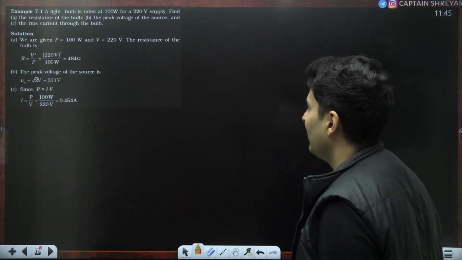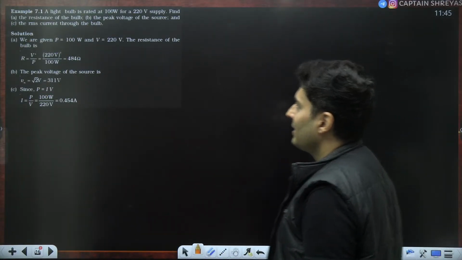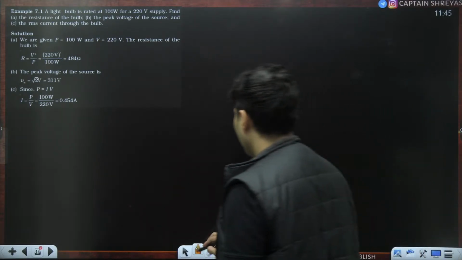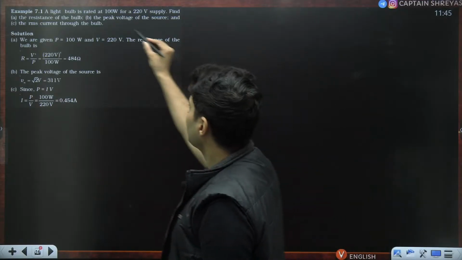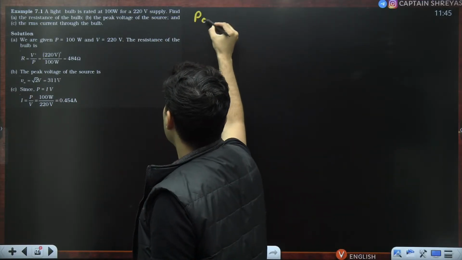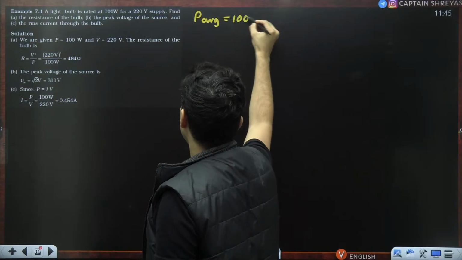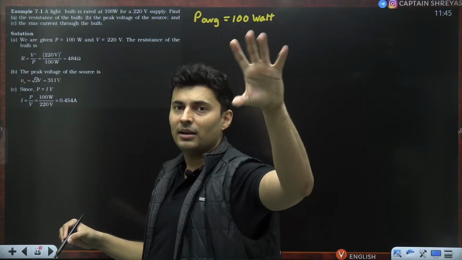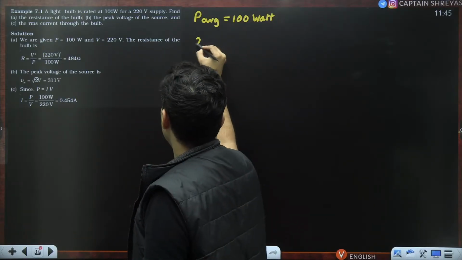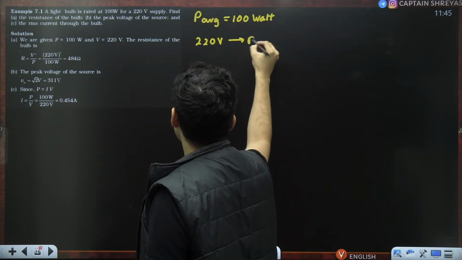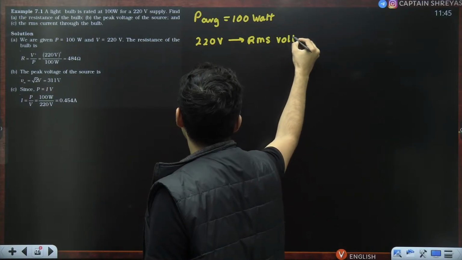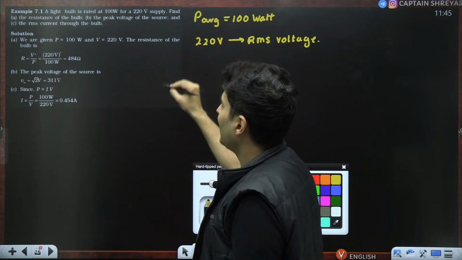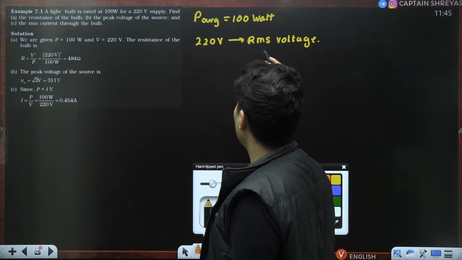Okay, a light bulb is rated 100 watt for 220 volts. Find the resistance of the bulb, the peak voltage of the source, and the RMS current through the bulb. See guys, clearly this 100 watt is basically your average power. When you put a bulb, it is written 2 watt, 5 watt, 100 watt bulb. The 220 volts is basically your RMS voltage. So if I want to find the maximum voltage, the resistance of the bulb and so on.